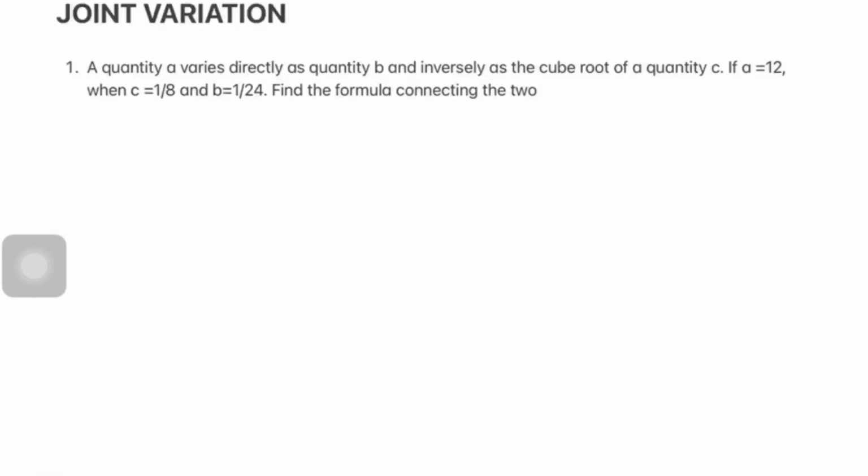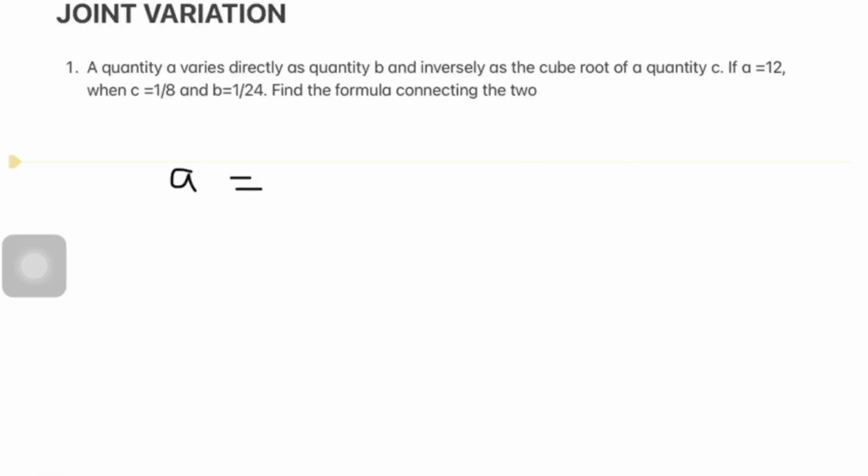So the first example reads, a quantity A varies directly as quantity B and inversely as the cube root of quantity C. If A is equals to 12 when C is equals to 1 over 8 and B is equals to 1 over 24, then we are required to find the formula that's connecting the two. So first of all, let's write down the formula. How is it going to appear? A varies directly as quantity B and inversely as the cube root of quantity C. Remember, we have B and C.